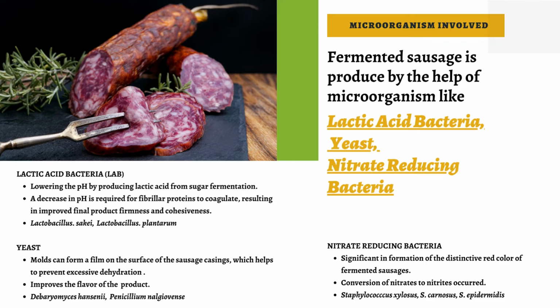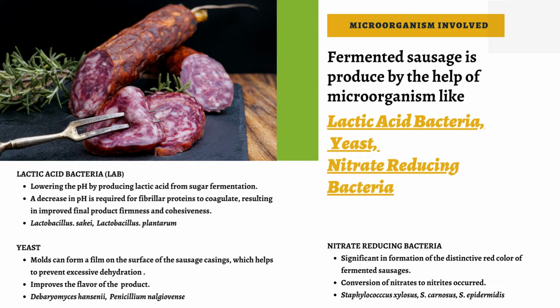Next, we will learn about the microorganisms that are involved in the fermented sausage process. There are three main microorganisms involved, which are lactic acid bacteria, yeast, and nitrate-reducing bacteria. Lactic acid bacteria are important for lowering the pH by producing lactic acid from sugar fermentation, so they can improve the final product firmness and cohesiveness. Examples of lactic acid bacteria are Lactobacillus sakei and Lactobacillus plantarum.